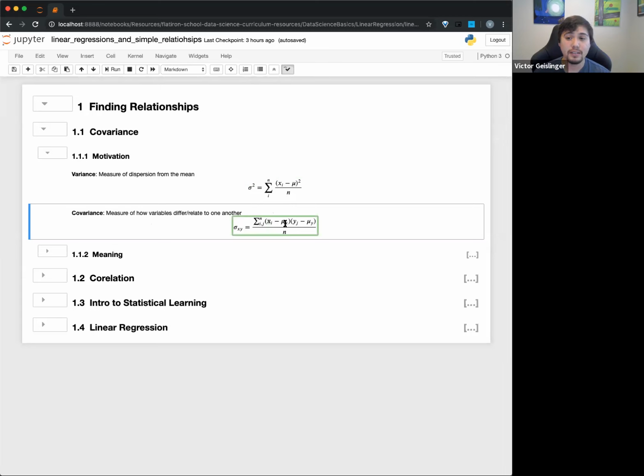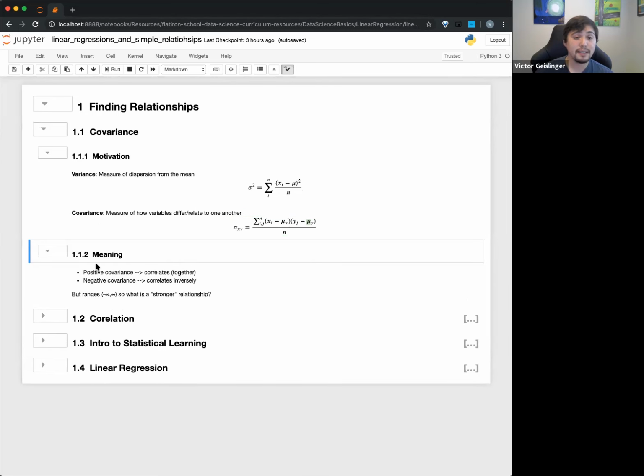You can see here we have our mu X and our mu Y, which are the mean of X and the mean of Y. And we want to see how those relate together. That's the motivation, and that's why we call it covariance. The meaning of this is basically how they correlate together, how they match with each other.